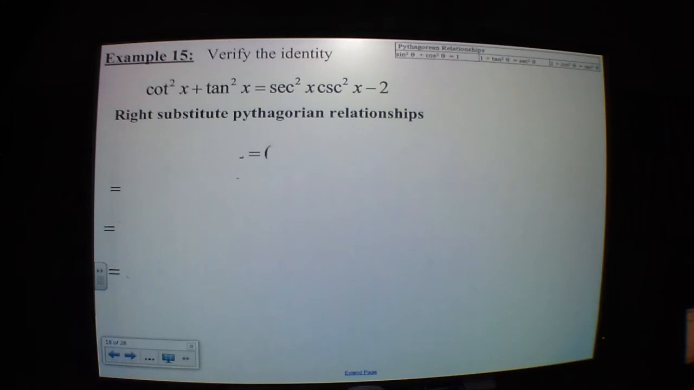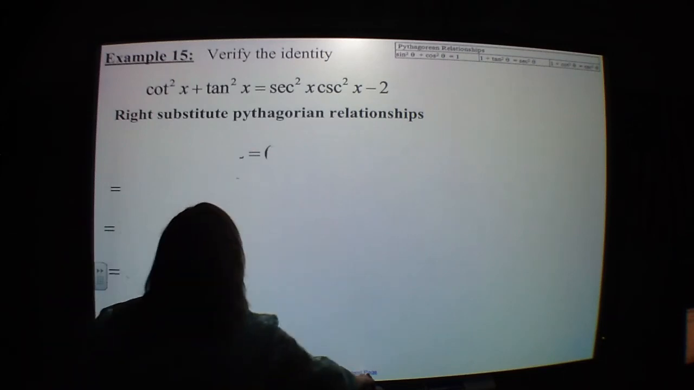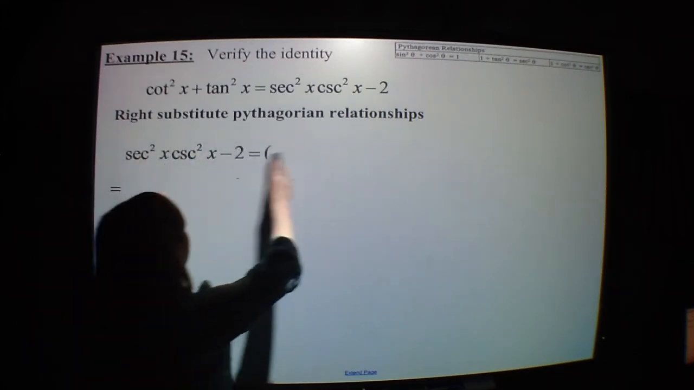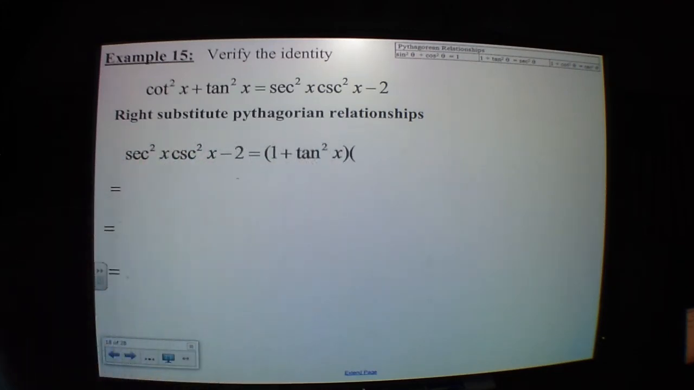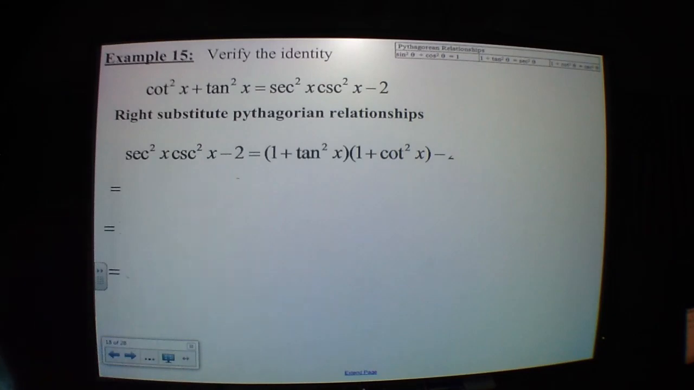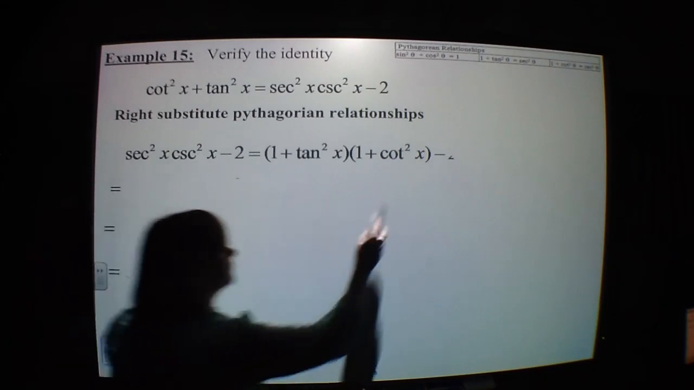I would substitute on the right side. So I would look at my right side and see what I have there. I have a secant squared. I also have a cosecant squared. So I would do some substitutions. So secant squared is 1 plus tangent squared. Cosecant squared is 1 plus cotangent squared. And then I have the minus 2.